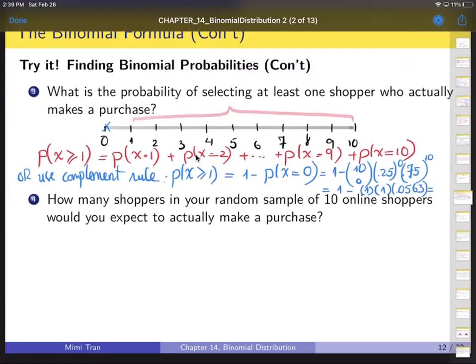Subtract from 1. Let me put my answer up here. Okay, I'm running out of space. So I got 0.9437. The probability of at least one person making a purchase is pretty large, right? Roughly 94%. Makes sense, right? At least one making a purchase.